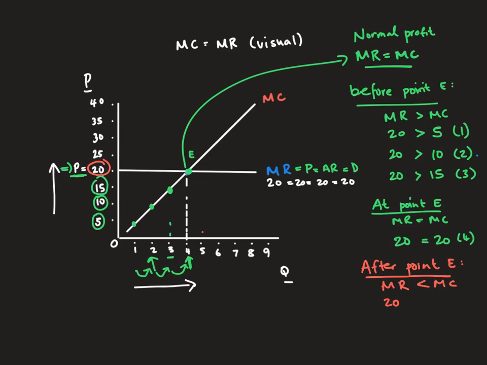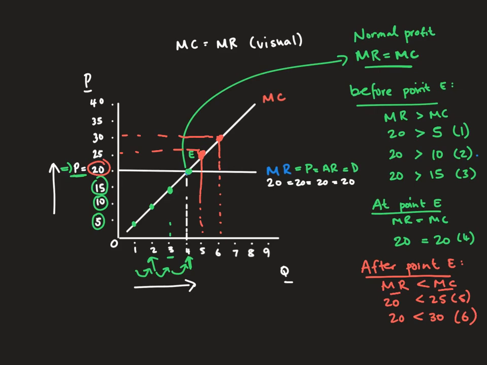But if we go to point 5, if you follow the line up here and find out the value of our marginal cost, we'll see that our marginal cost at unit production 5 is 25. So at quantity 5, we have a marginal cost which is greater than our marginal revenue. If we carry on and analyze point 6, we'll see that our marginal cost here is 30 compared to a selling price of 20. So at quantity 6, our marginal cost is greater than our marginal revenue.